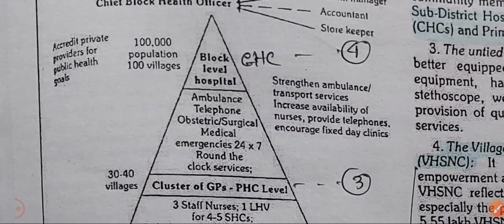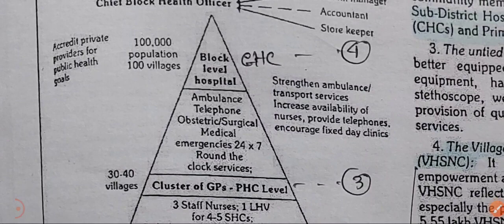After that comes the tertiary level, the last level of the rural programs, that is the CHC or community health center. It is also known as the block level hospital. This comes for every 1 lakh population, per 100 villages. It strengthens ambulance or transport services, increases the ability of the nurses, provides telephones, and encourages fixed day clinics. Here in the CHC we have an ambulance, telephone, and obstetric, surgical and medical emergencies for 24/7, round the clock services.